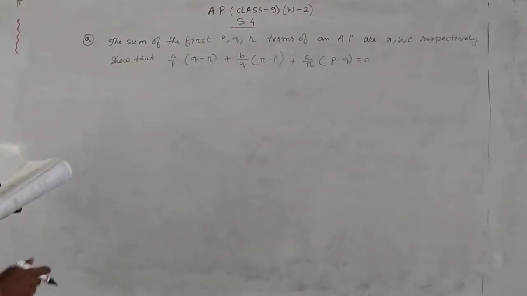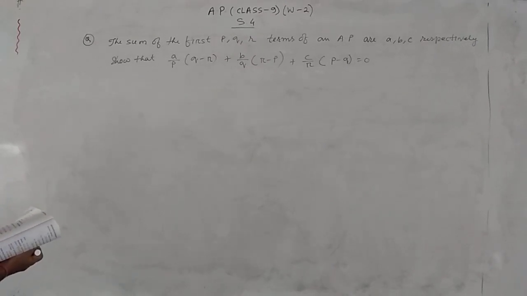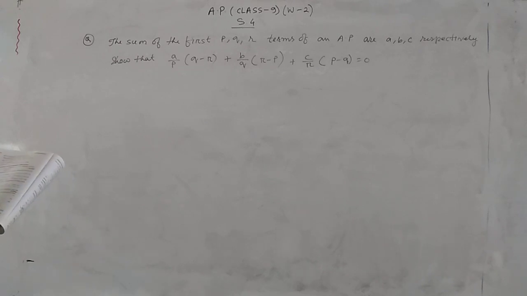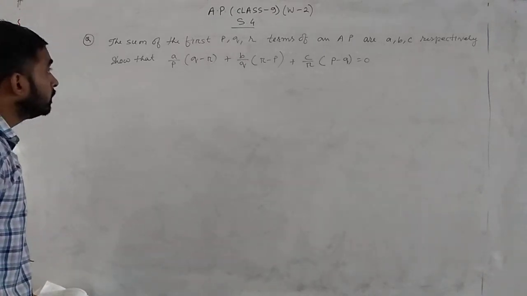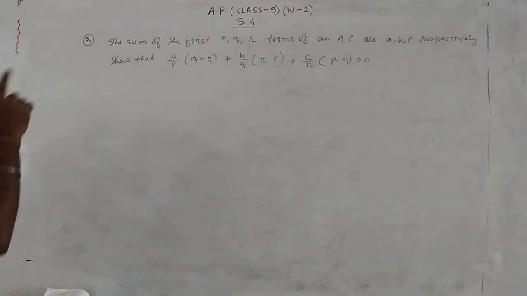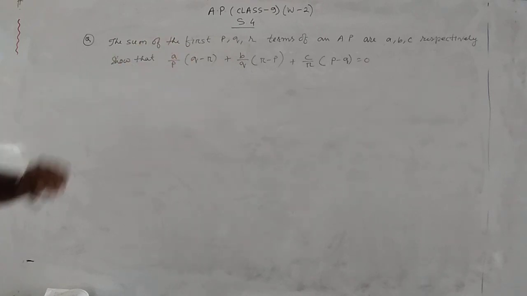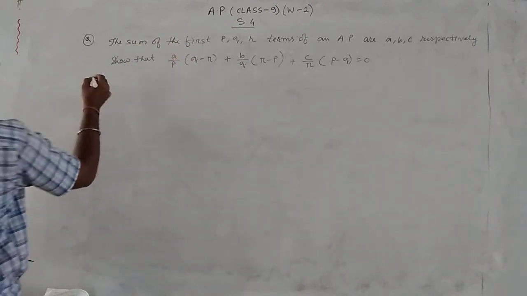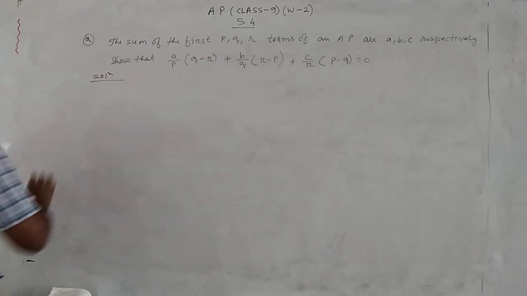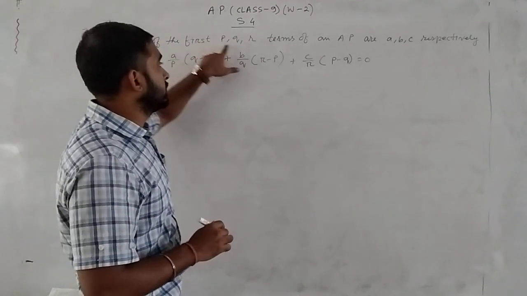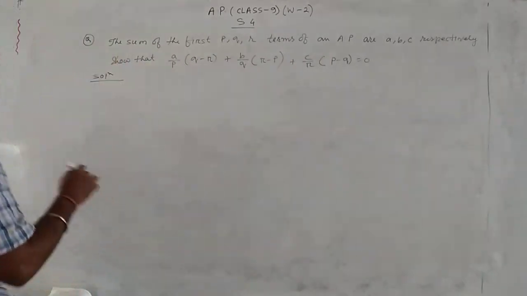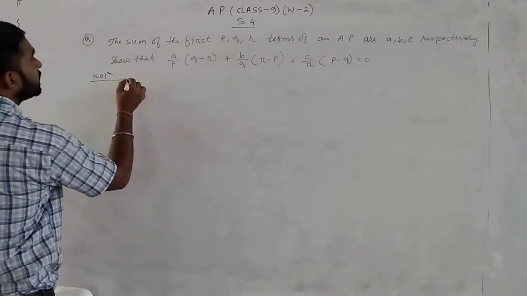So the sum of the first P, Q and R terms of an AP are A, B, C respectively. Show that A by P into Q minus R plus B by Q into R minus P plus C by R into P minus Q equals 0. Okay, now here SP, SQ and SR are given. SP equals A, SQ equals B and SR equals C. So first of all, here we can't consider the first term to be small a because the value of SP is given as small a. So here we will consider that the first term is, suppose, capital A.